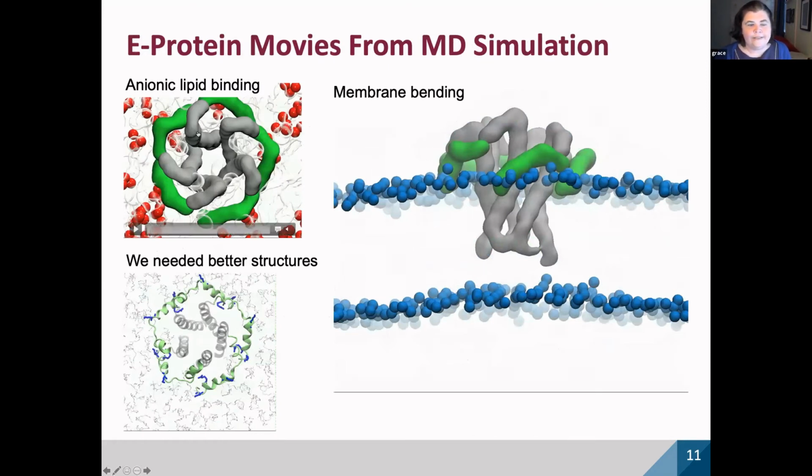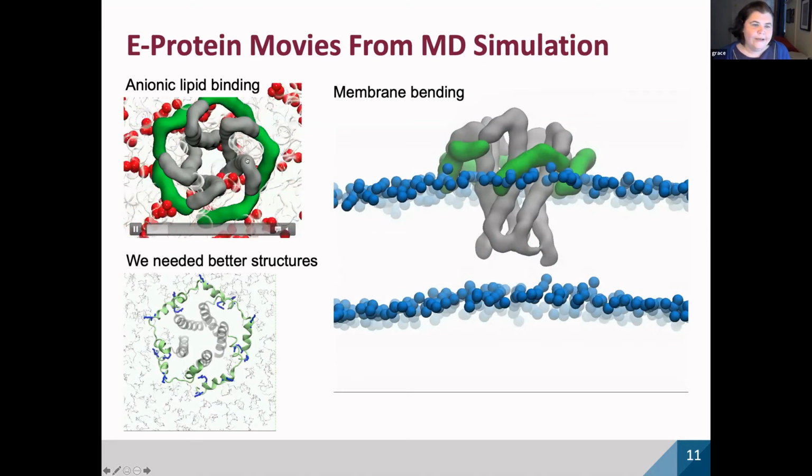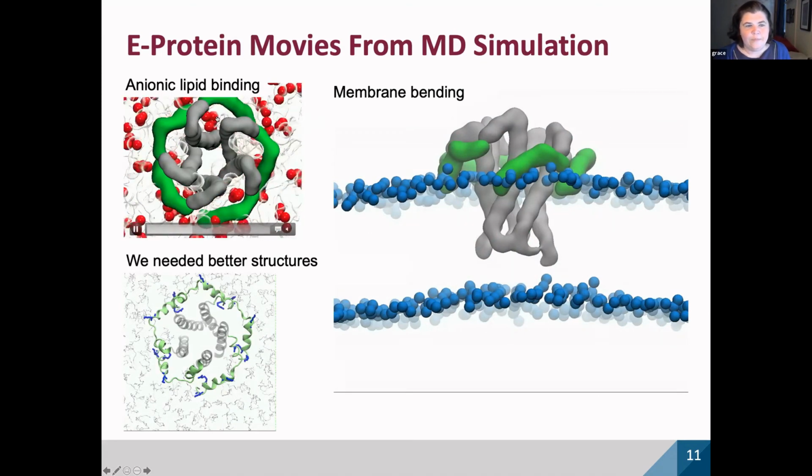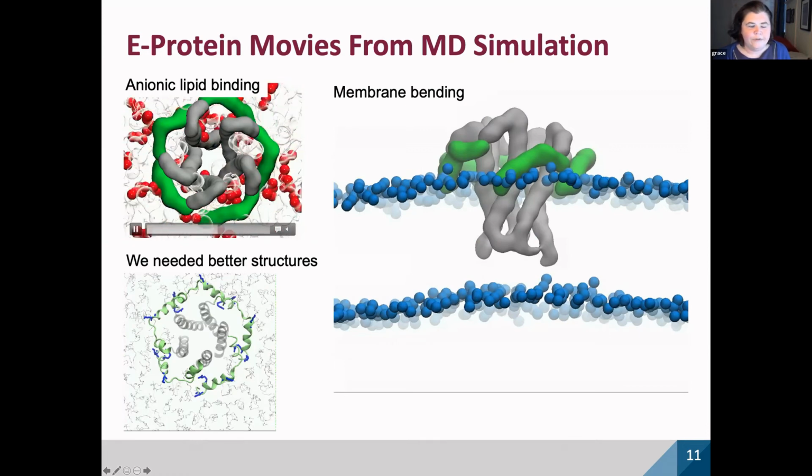This one is a coarse-grained MD simulation of anionic lipid binding. And so the anionic lipids are red here. And I'm just going to play this. Basically, what you see is that they end up concentrating in certain regions of the protein.